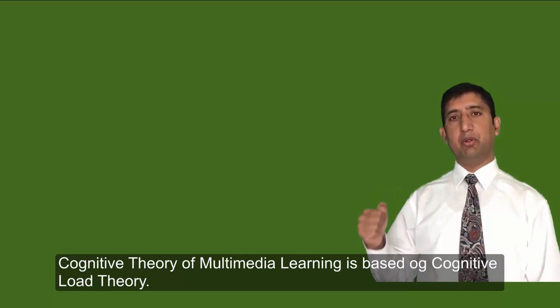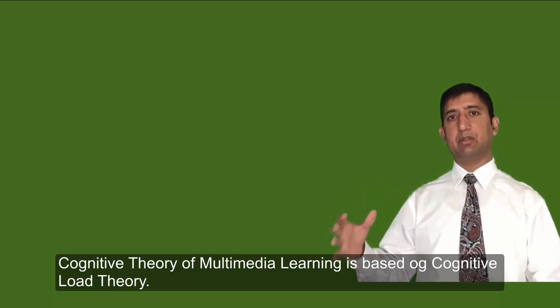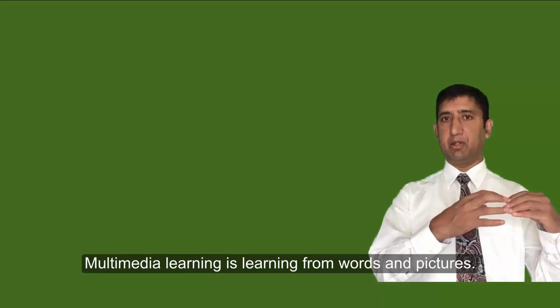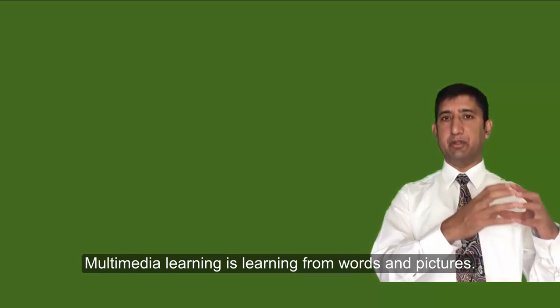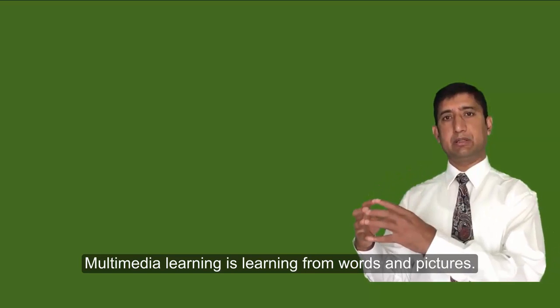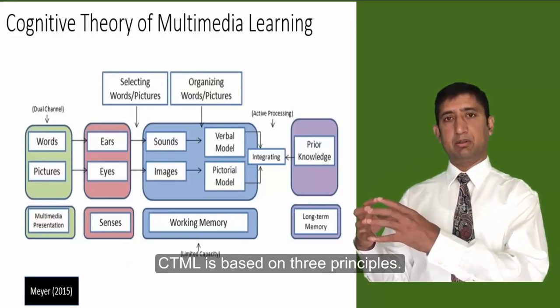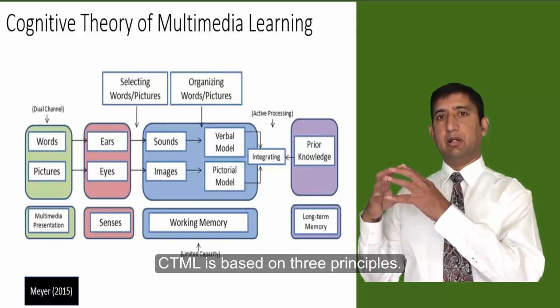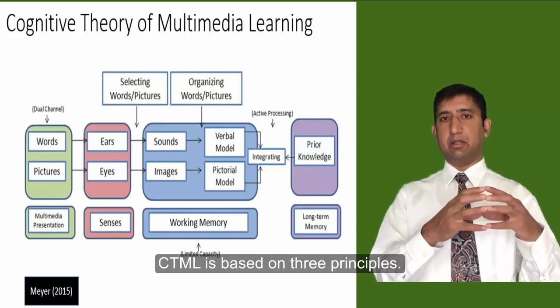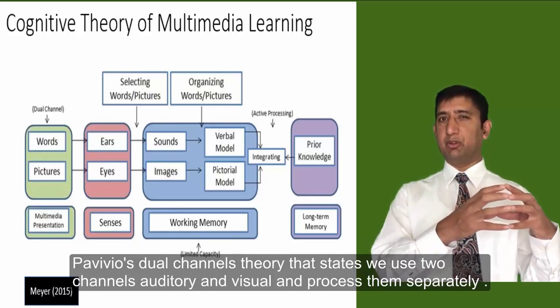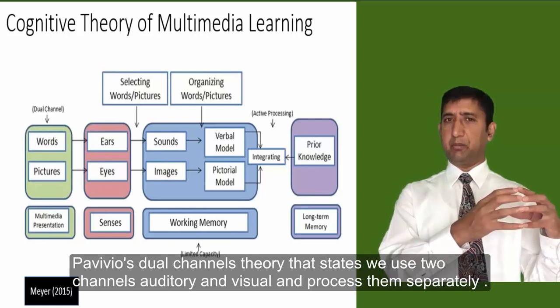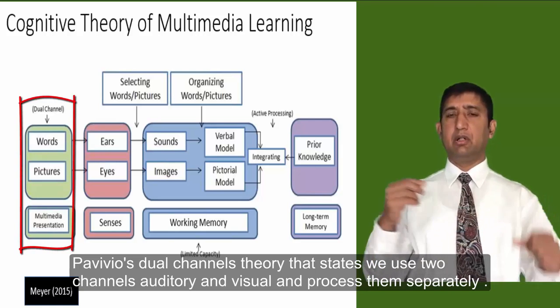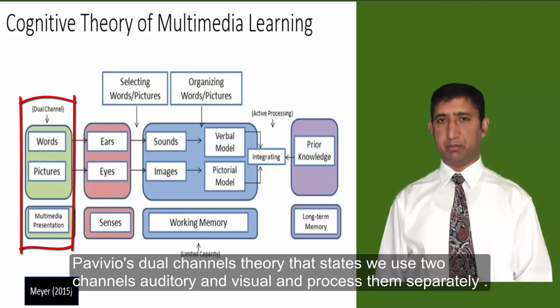Now we will discuss what the cognitive theory of multimedia learning is. The cognitive theory of multimedia learning is based on the cognitive load theory, because multimedia learning is learning from words and pictures. It is based on three things. The first is Pavlov's dual channel theory. That means we use two different channels to process information presented to us.